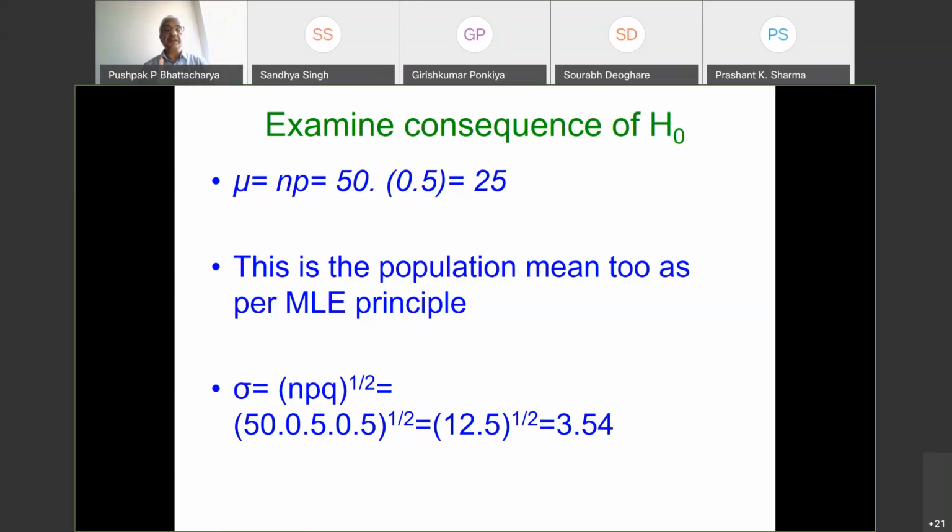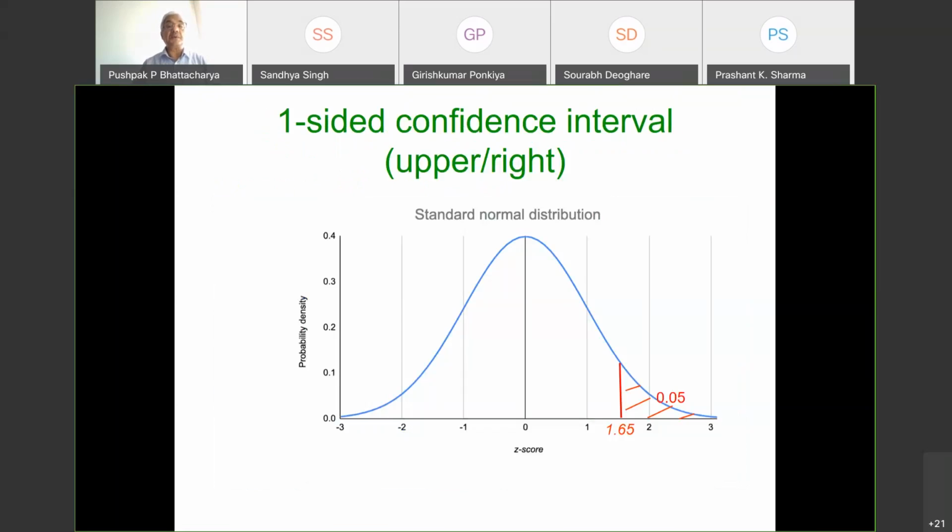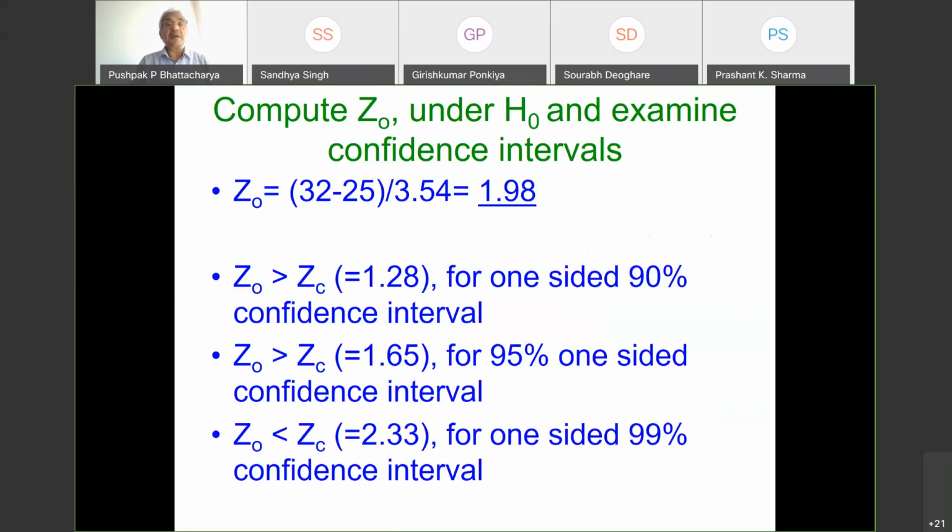Now I am prepared to take the Z test. We are still in the Z test. The T test and F test will follow very easily from the Z test with a few assumptions being changed. So mu is 25 and sigma is 3.54. Now we remember these confidence intervals, and now I examine the situation.